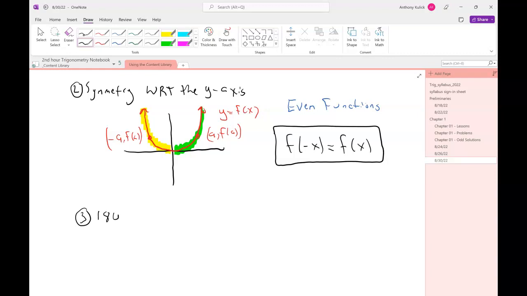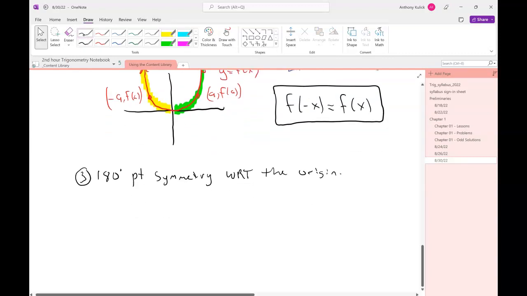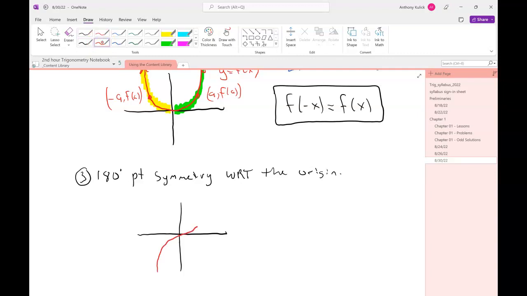Okay, well, it's called 180-degree point symmetry with respect to the origin. Oh boy, Mr. Kulik, that's a mouthful. What the heck does that look like? It's really no big deal. So this is an example of what that would look like.